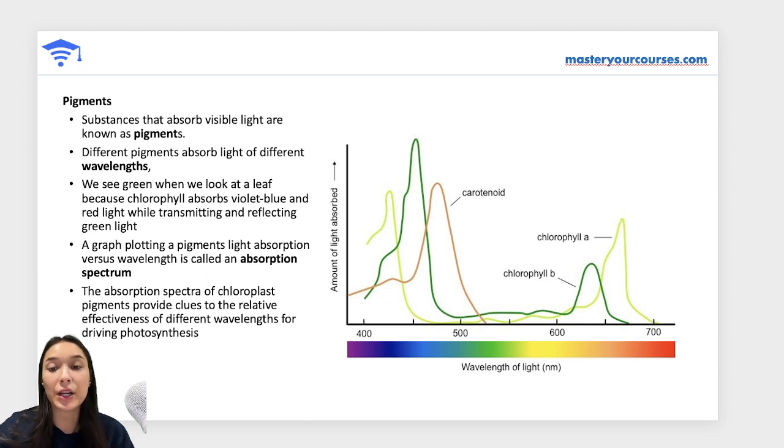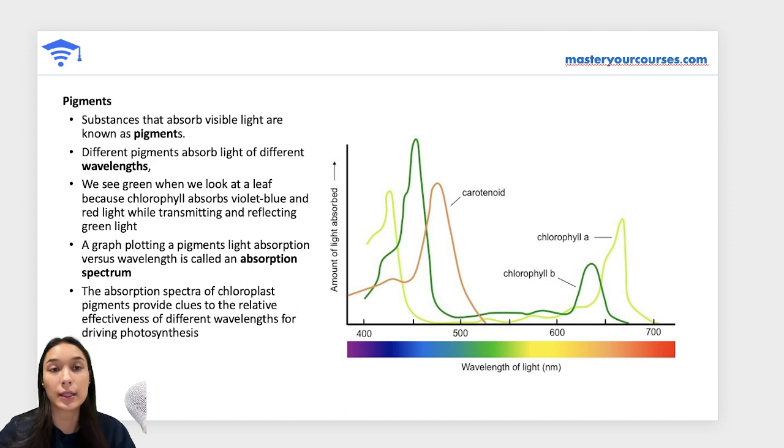So each pigment is very good at absorbing only certain wavelengths. Nothing is good at absorbing all the wavelengths. They're very specific. So when we see a green plant, which is going to be most of our plants, they are green because chlorophyll absorbs violet, blue, and red light while transmitting and reflecting green light.